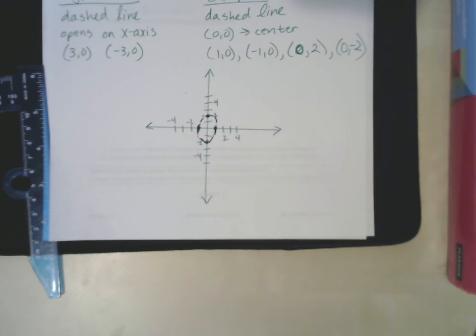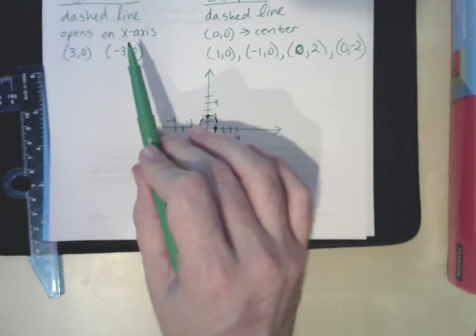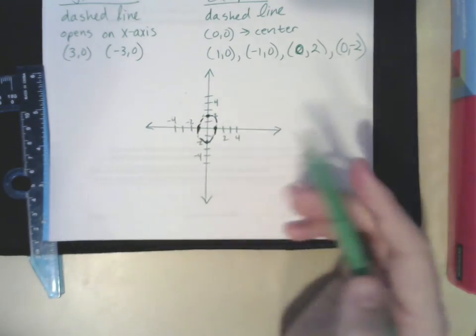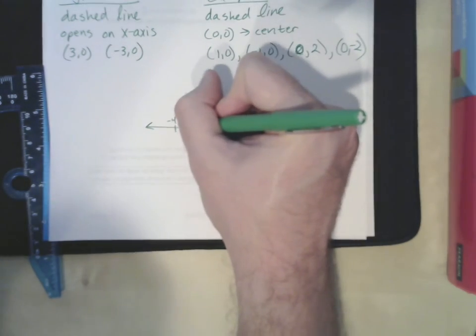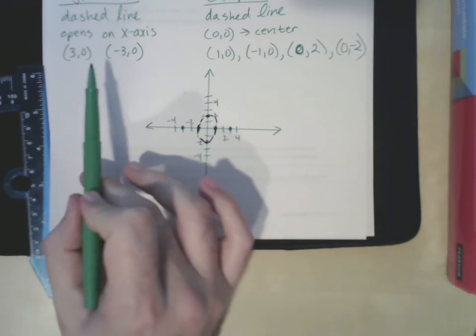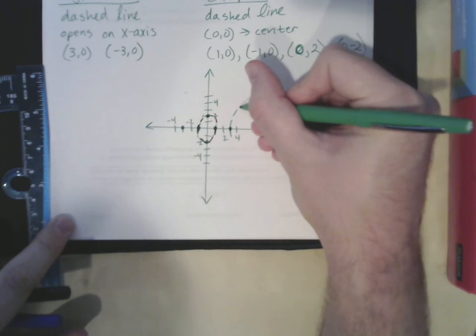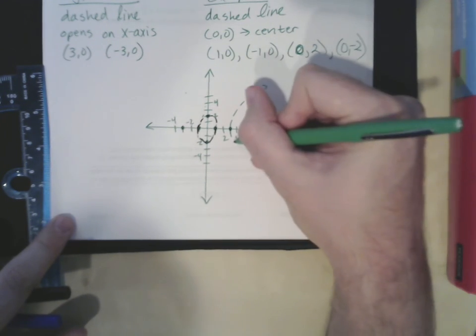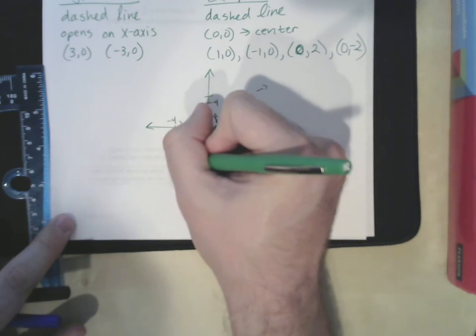And for the hyperbola, we are opening on the x-axis at 3, 0 and negative 3, 0. So here's 3, 0, here's negative 3, 0. Again, we're not trying to be perfect, so we're not going to do the box method or the asymptotes. It's also dashed, so it's going to open something like this, and something like this.